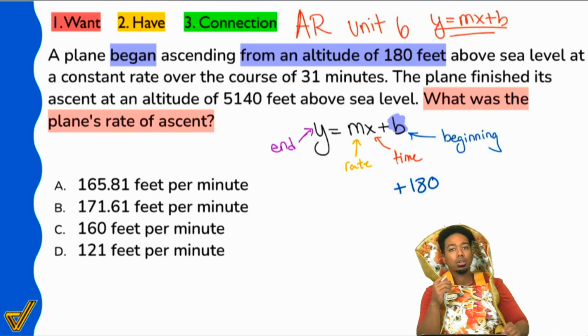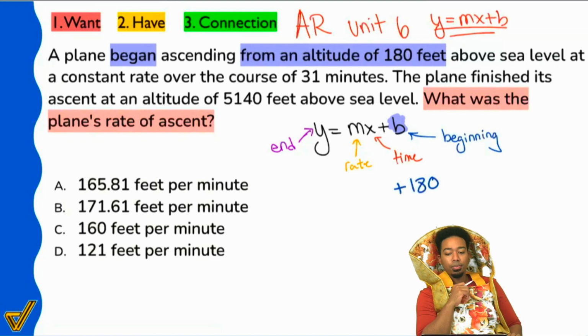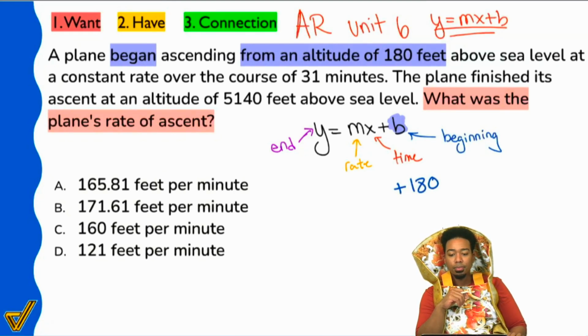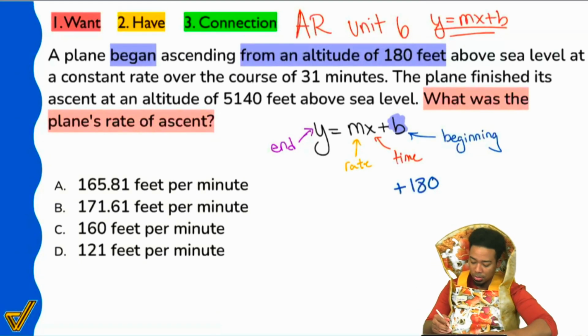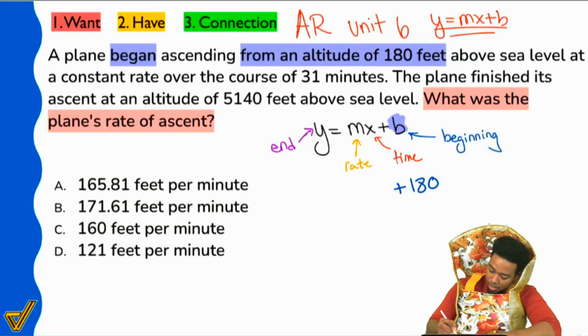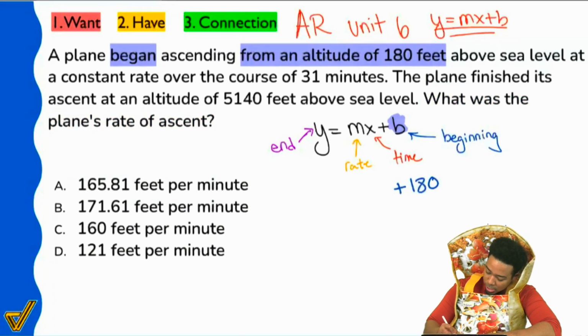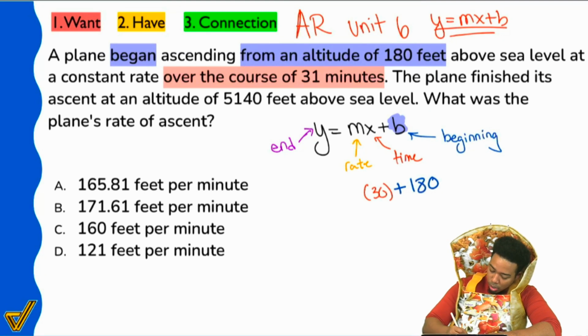Next up, we see that it says over the course of 31 minutes. Everyone, which letter does the 31 minutes belong to? Yeah, that'll be X. Sounds good. So we'll highlight that in red. Allow me to erase this part here. Highlight this in red so you can see specifically where I'm getting these values from. So we have the 31 right there. We're looking for M, we're looking for the rate.